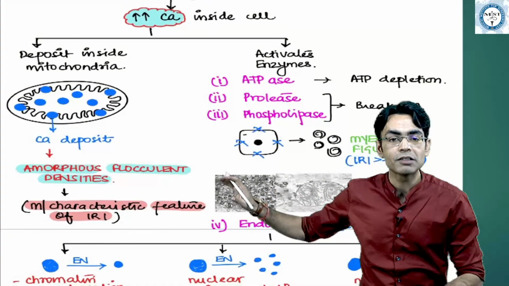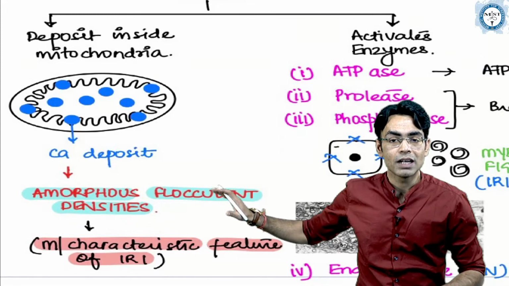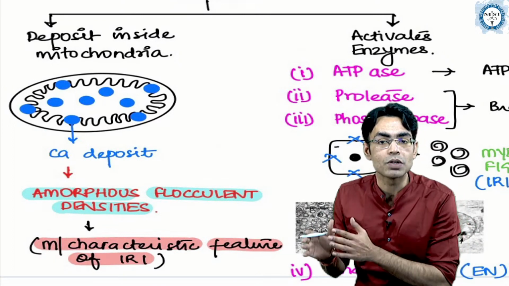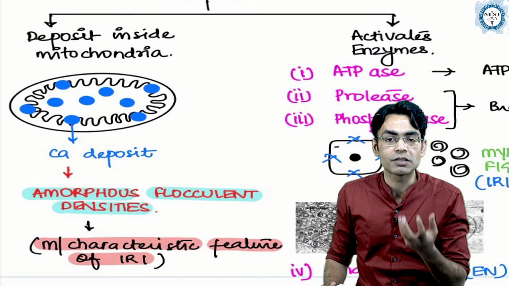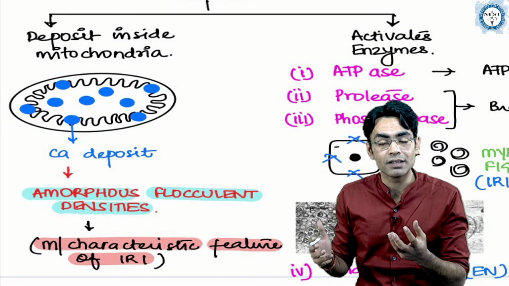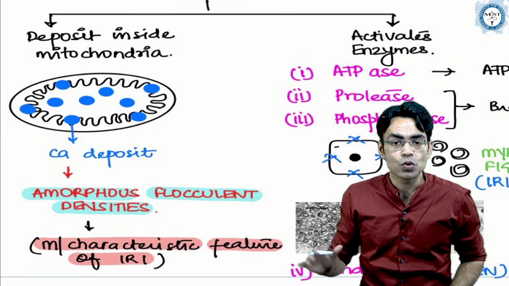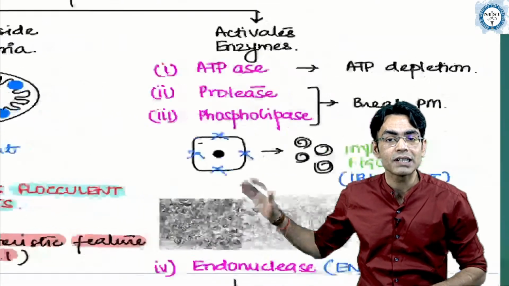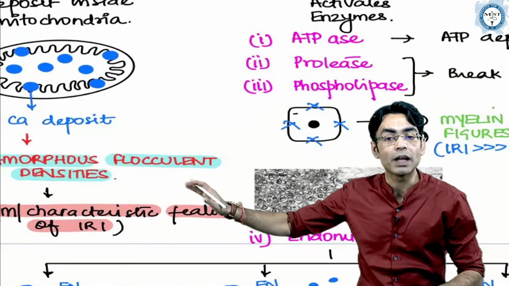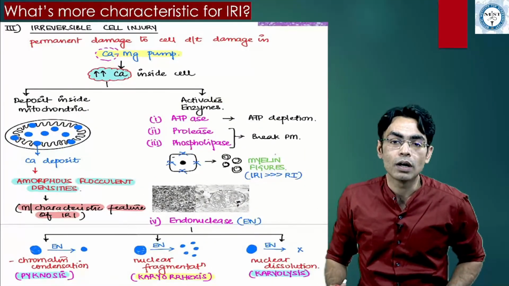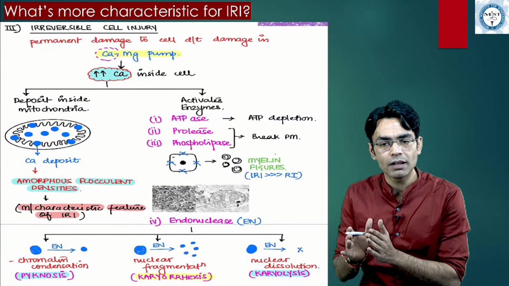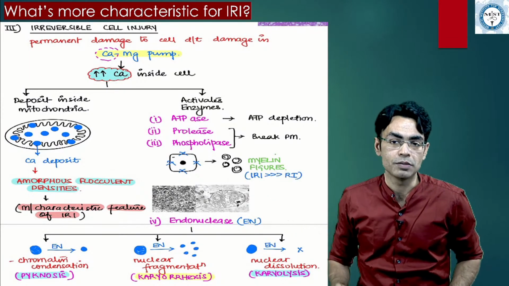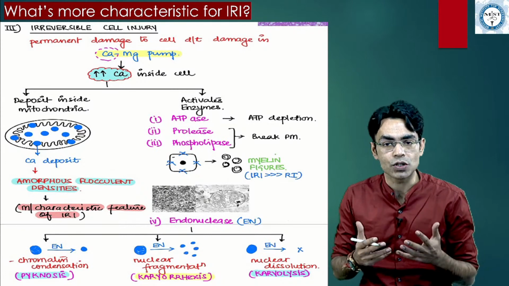Whereas if we talk about these amorphous densities, what are these? These are basically calcium deposits inside the mitochondria. So they will only be seen with irreversible injury, because the major ion which is responsible for irreversible injury, that means cell death inside a cell, is going to be calcium. So amorphous densities are only and only seen with irreversible injury. That is why between amorphous densities and the myelin figures, amorphous densities becomes the better choice to answer. Myelin figures would be seen, but they are not only and only seen in irreversible. They can also be a part of reversible injury. That is why amorphous densities is a better choice.